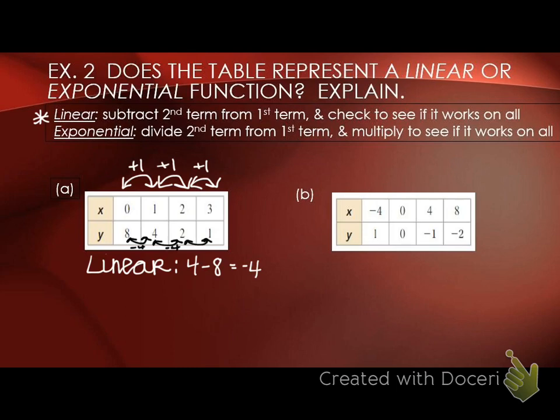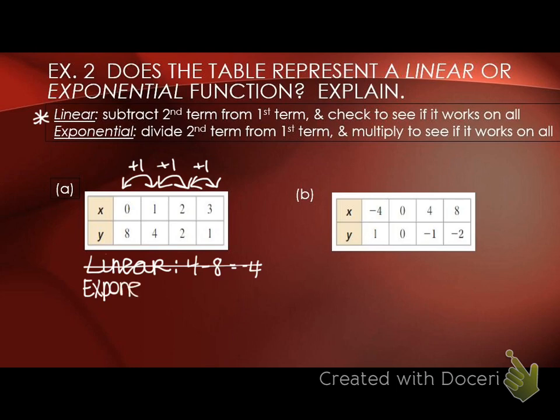And what is 4 minus 4? 0. So is that what they've done all the way across the table? No. So is this linear? No. So let's erase that, and let's cross this out because we know it's not linear. So let's check and see if it's exponential.